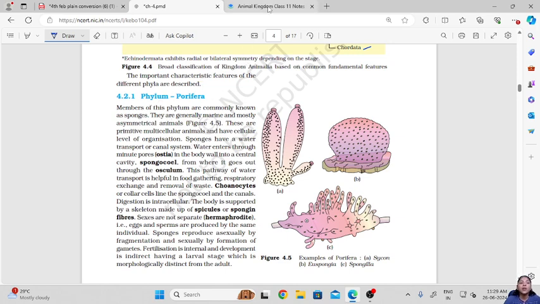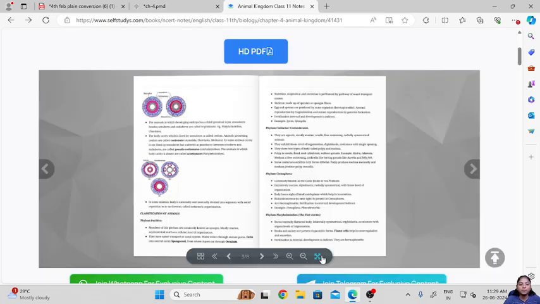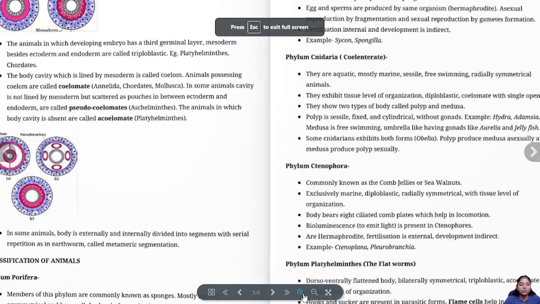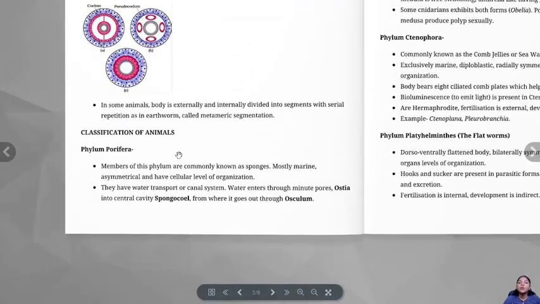The first phylum we have is phylum Porifera. The members of this phylum are commonly known as sponges. Okay, these organisms are mostly marine, asymmetrical and have a cellular level of organization. They are asymmetrical, means they cannot be divided into perfectly equal halves on any plane. Then they are mostly marine, so they are found in the oceans and seas.